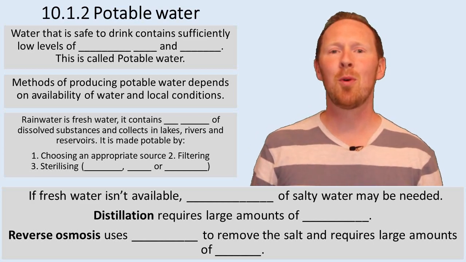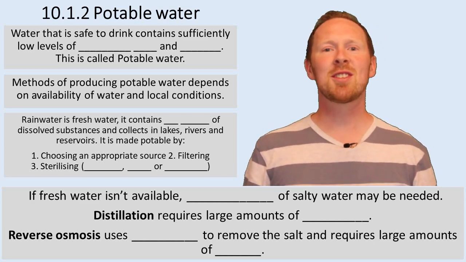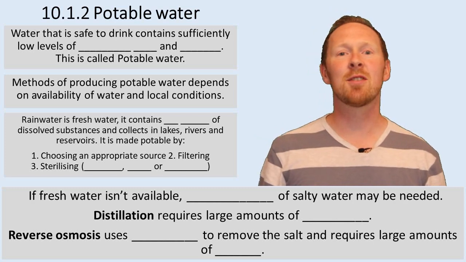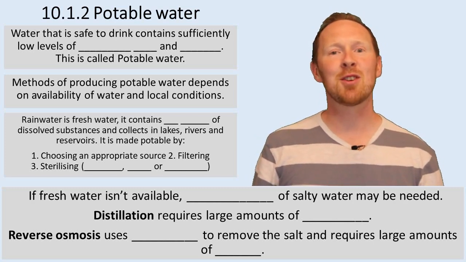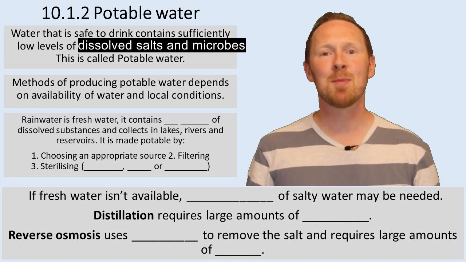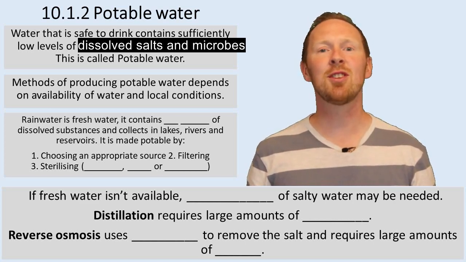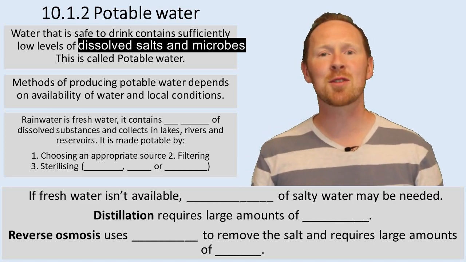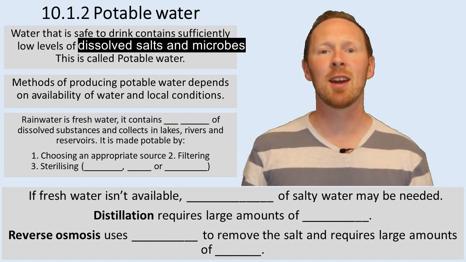10.1.2, potable water. Water that is safe to drink contains sufficiently low levels of dissolved substances and microbes, and it's called potable water. So make sure you know potable water has sufficiently low levels of dissolved salts and microbes to make it safe to drink.